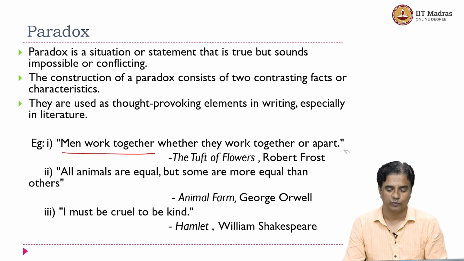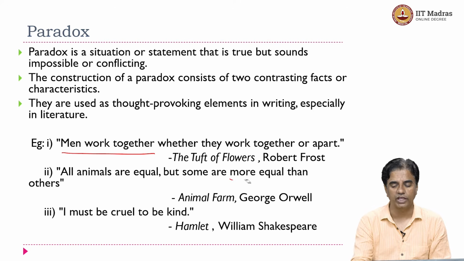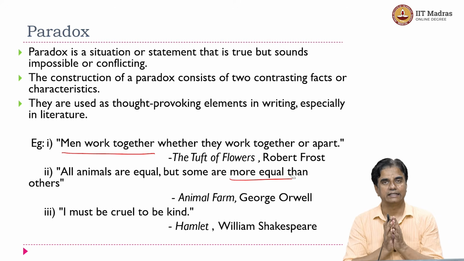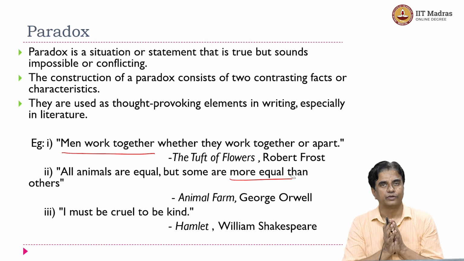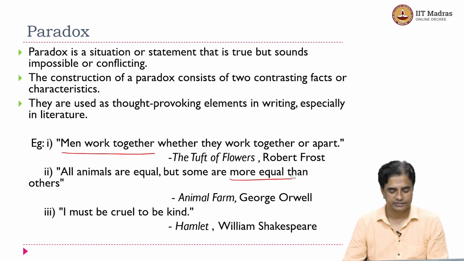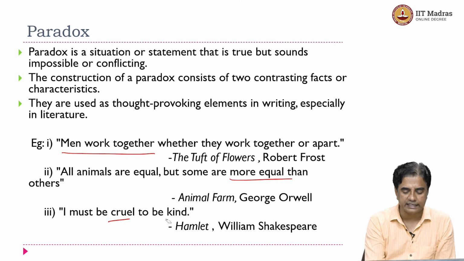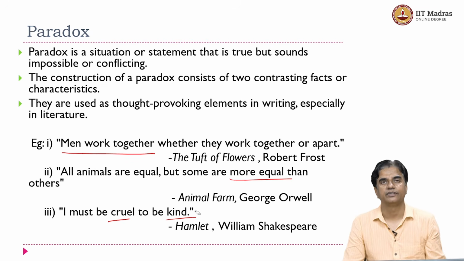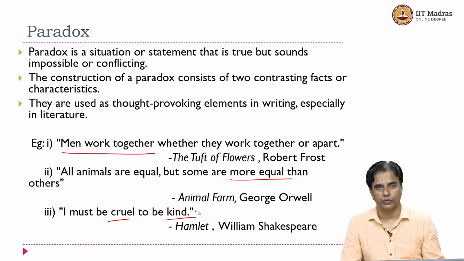All animals are equal, but some are more equal than others. What's the meaning of more equal? Again, the contrast that is paradox is in its use. I must be cruel. I must be cruel to be kind. Cruelty and kindness, completely opposing attributes, used here to create a significant literary impact. I must be cruel to be kind.